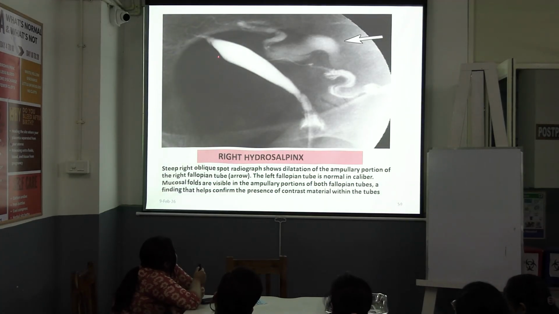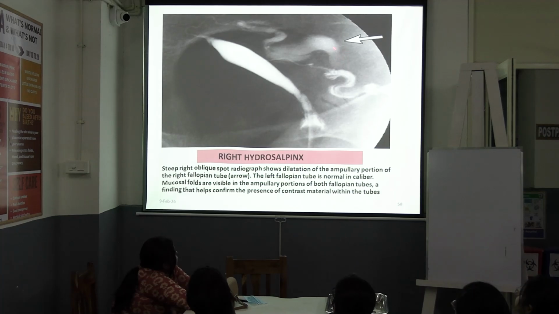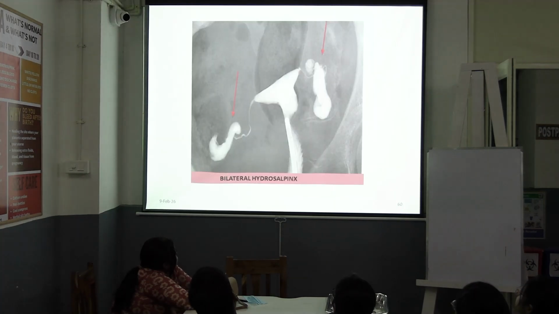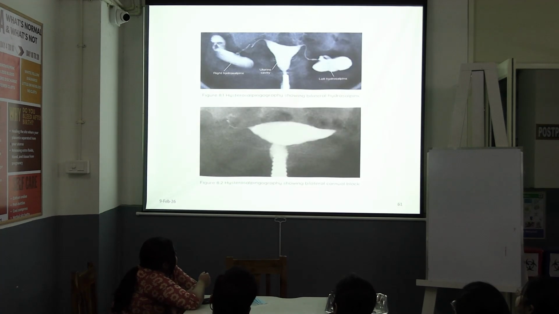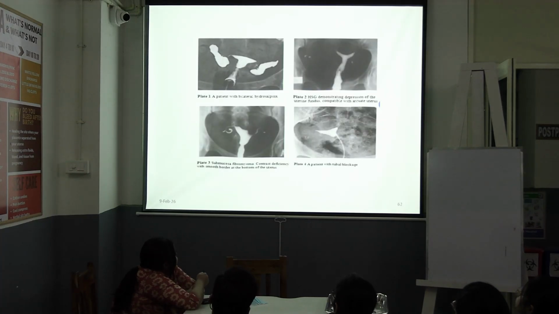This is right-sided basically hydrosalpinx. See, the tubes are swollen. This is hydrosalpinx. This is bilateral hydrosalpinx. See, there is no spillage, but the tubes are swollen like a bag. This is hydrosalpinx. See, these are images of hydrosalpinx.